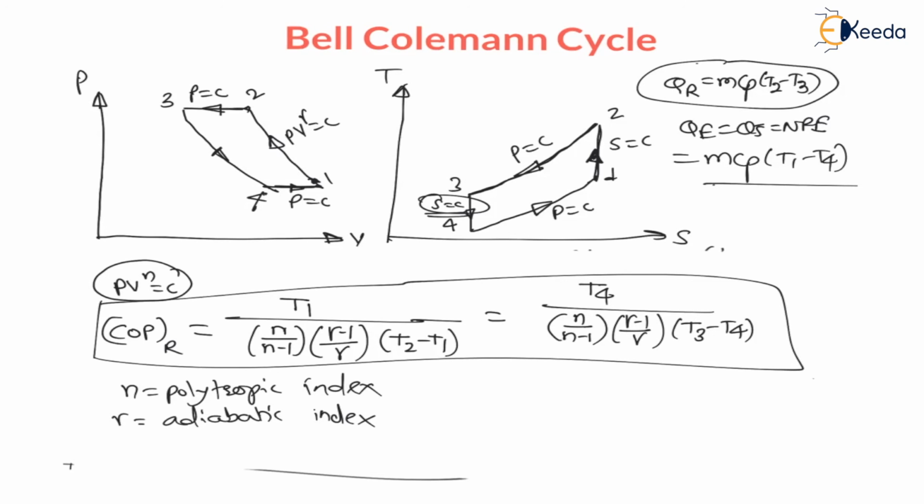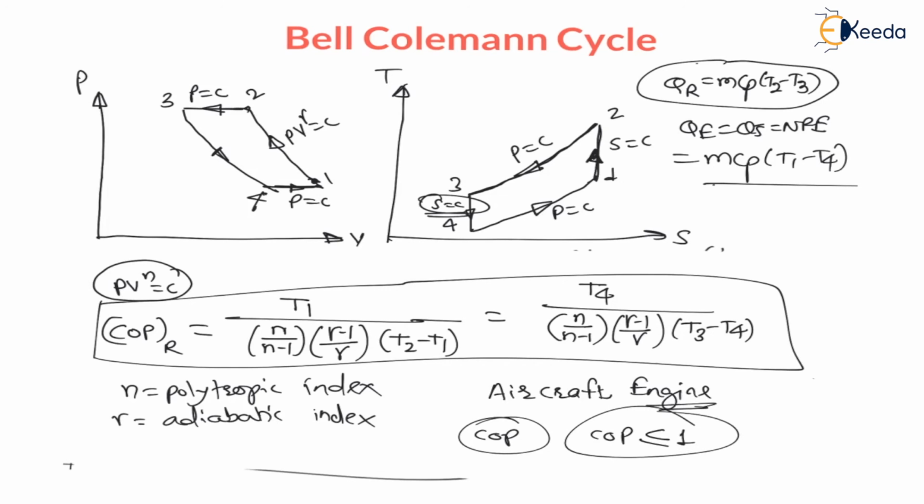Now this system of refrigeration is used in aircraft engines. This Bell-Coleman cycle is used in aircraft engines for refrigeration purposes. And my dear students, generally the COP is very less for Bell-Coleman cycle, which is around 1 or less than 1. COP of Bell-Coleman cycle is always less than or equal to 1, around 1 or less than 1.